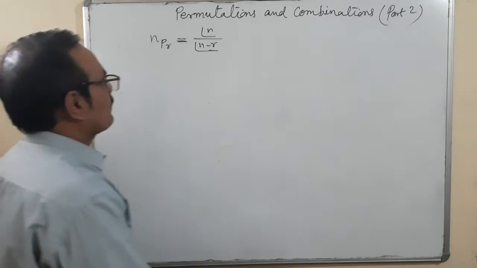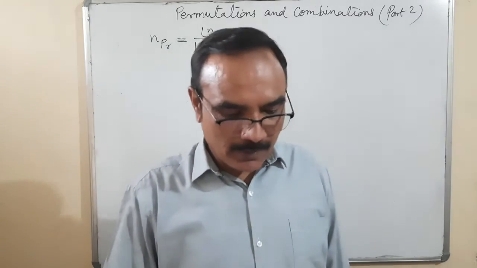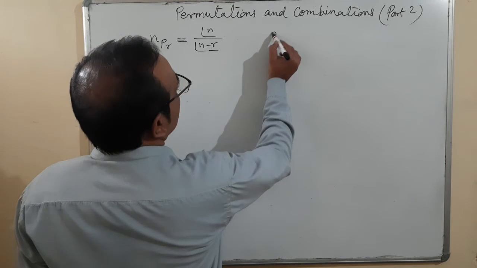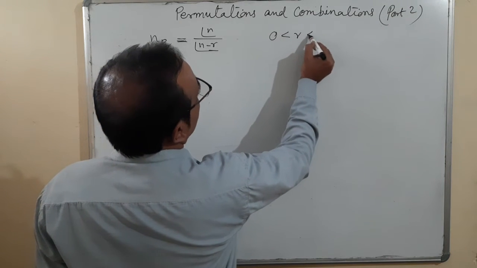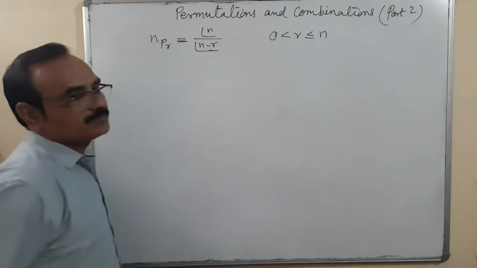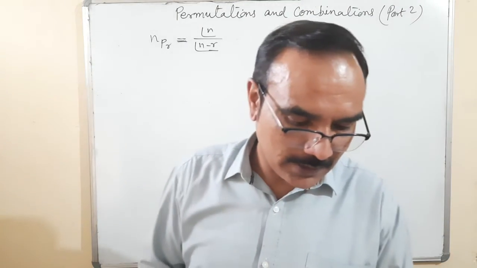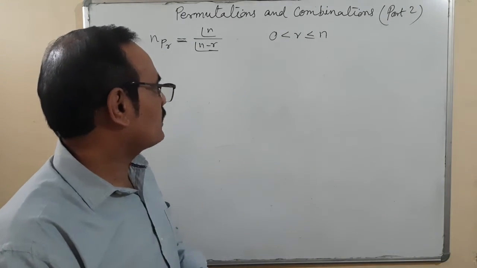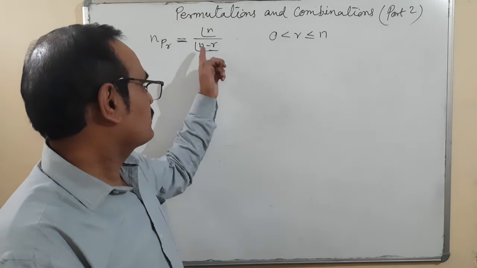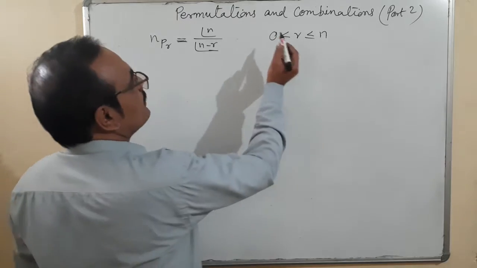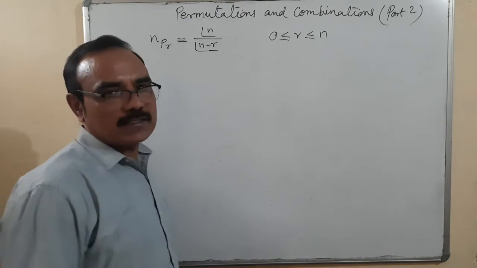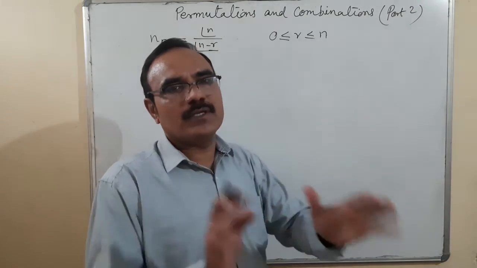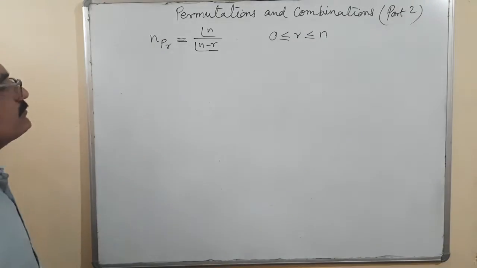How does it come? nPr is equal to factorial n upon factorial n minus r. Repetition is not allowed. 0 is less than r, which is less than or equal to n. This is the condition. Here we can also write 0 is less than or equal to r. Then it will come as factorial 0. So I am taking 0 is less than or equal to r, which is less than or equal to n. That means now the value of r can be 0, it can be n, and also between 0 and n.